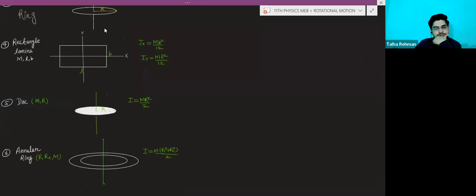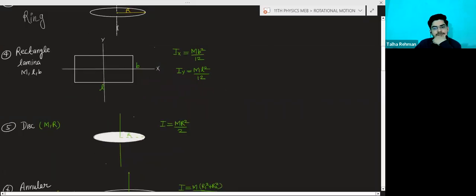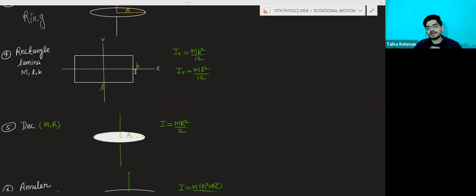Now after this, we have the rectangular lamina. Lamina means a two-dimensional object. This rectangular lamina has length L and width b. Just wait a minute, I want to tell you how to learn the moment of inertia. About this axis, you will write m b square by 12, and about this axis, m l square by 12.